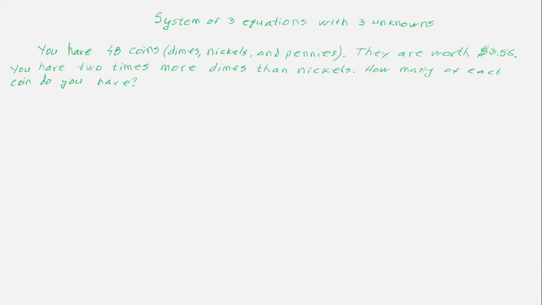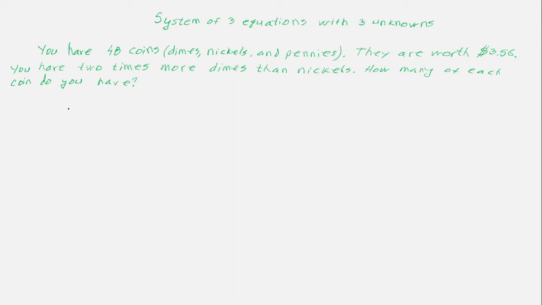Let's set up a system of three equations with three unknowns, and let's make it ready for solving using matrices. So if the problem goes like this: you have 48 coins and they consist of dimes, nickels, and pennies. They are worth $3.56. In addition to that, you know that you have 2 times more dimes than nickels. How many of each coin do you have?